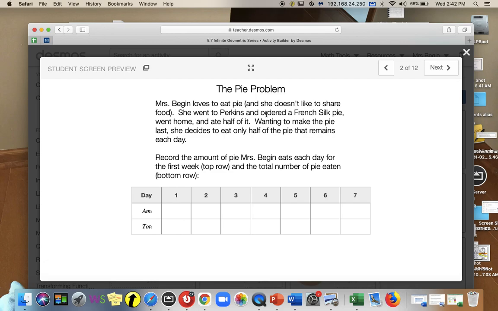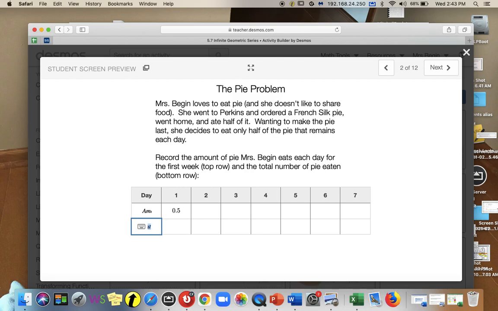Can we record the amount of pie that I eat each day? That's the top row. And then the total amount of pie eaten over the course of that many days in the bottom row. So amount per day on the top, total amount on the bottom. So on day 1, I started with 1 whole pie, but I ate half. Oh, it doesn't show up very well, does it? And total amount eaten is 0.5.